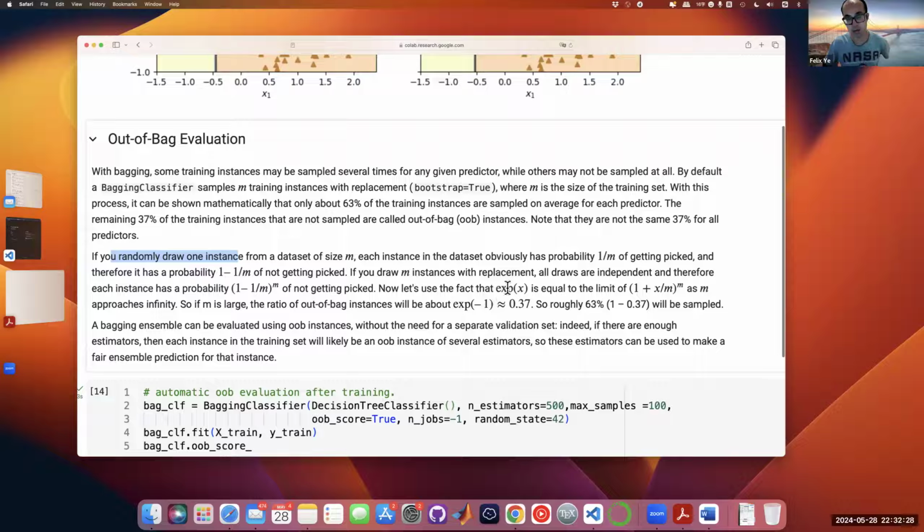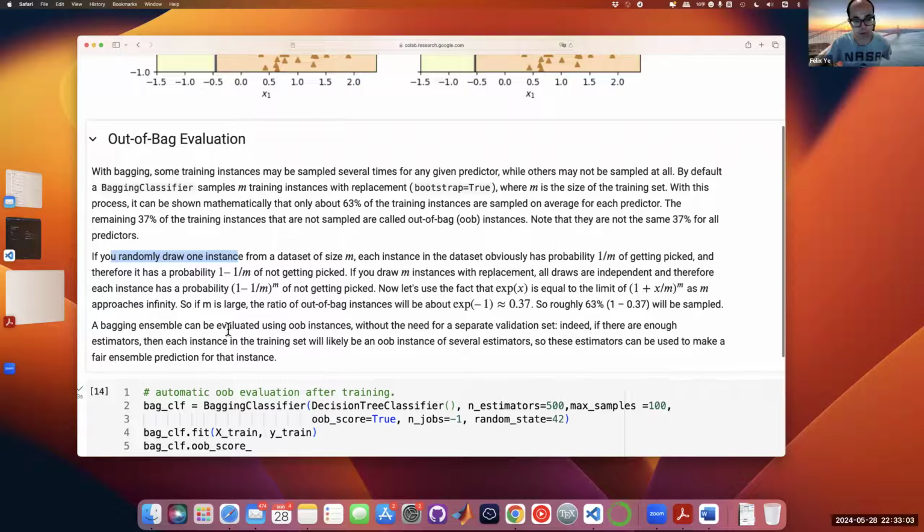This is because the definition of exponential x has the limit of the following as m approaches infinity. If m is really large, this is close to the limit of 0.37. As a result, 63% will be sampled. But still, a significant amount of data will never be sampled if we choose the bagging strategy.